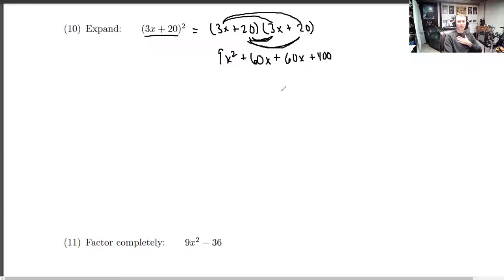We just got to simplify this down. So this is 9x squared plus 120x. We're combining those two like terms. And then plus 400. And that's it.